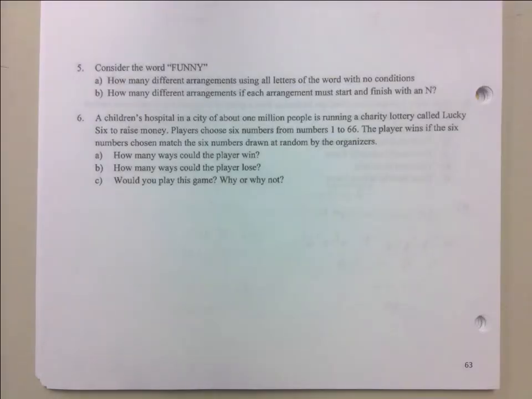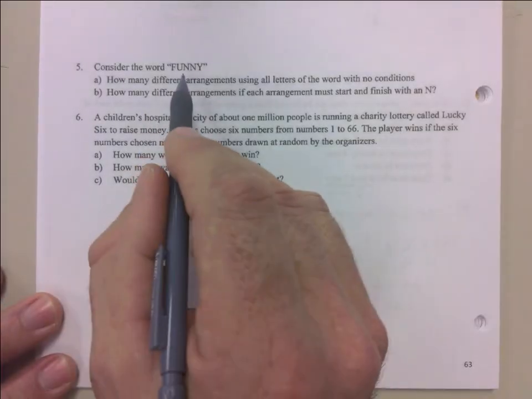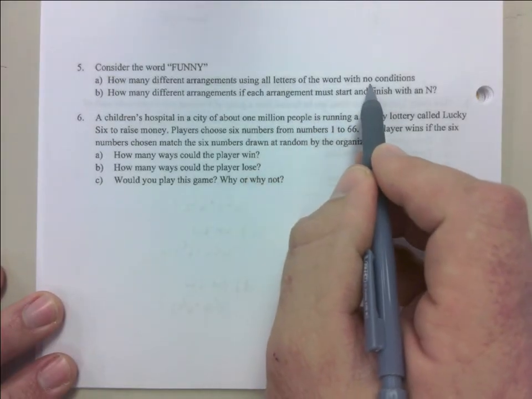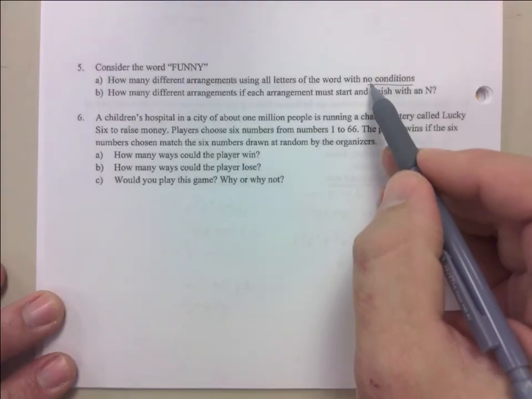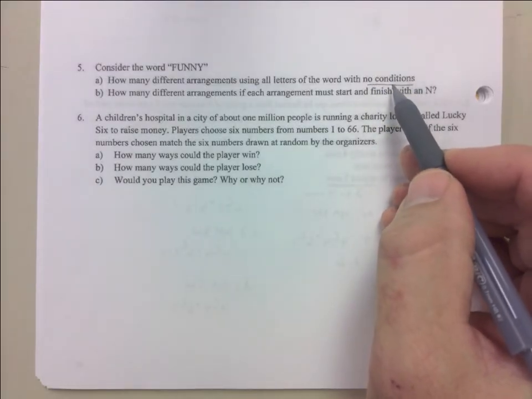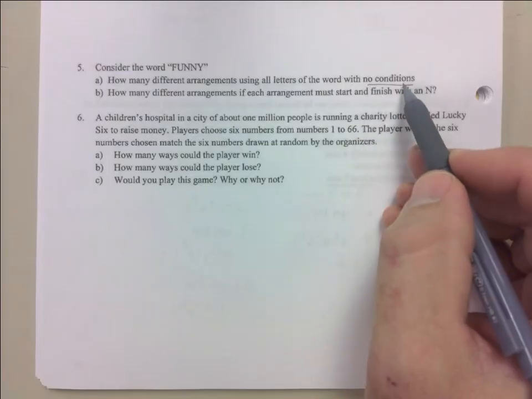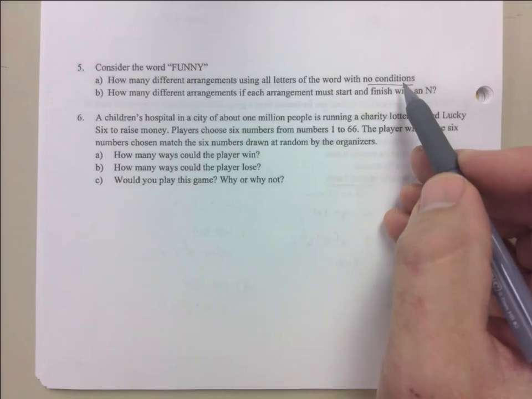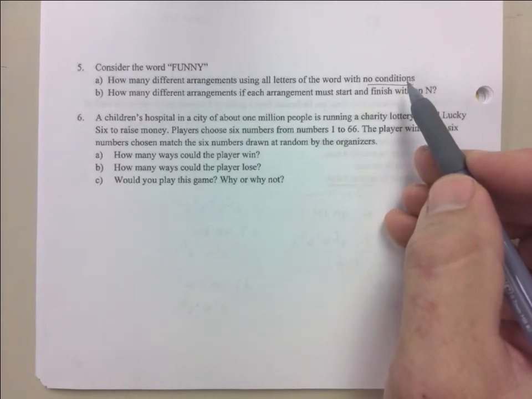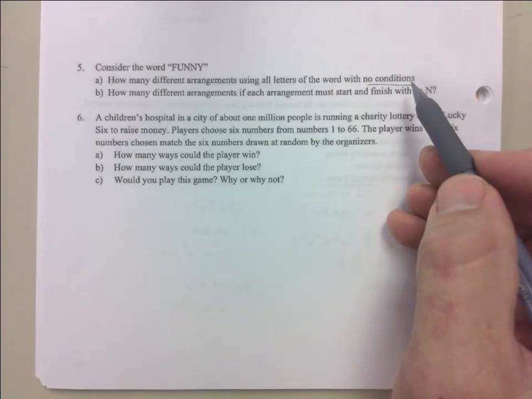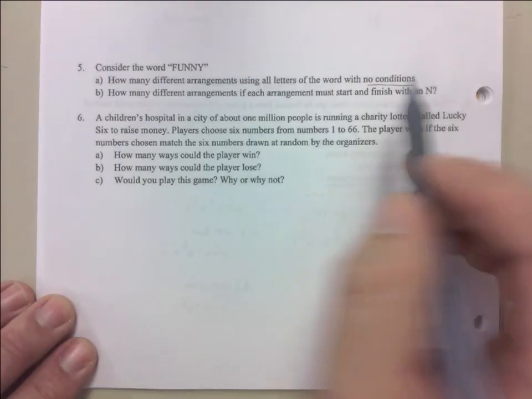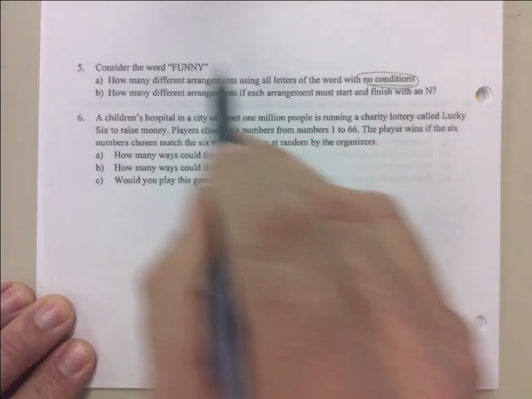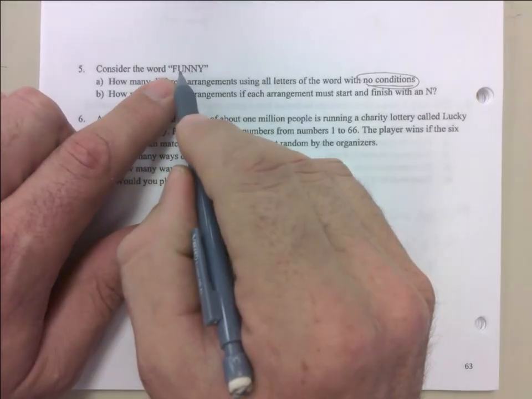5. Consider the word funny. How many different arrangements using all the letters of the word with no condition? Over time, the province has gotten rid of this wording because students thought that when it says no condition, literally you don't even have to worry about identicals. But you always have to worry about identicals. You have to divide that out. We don't count that as a permutation. So it may or may not be there, but regardless, you have to divide that out.